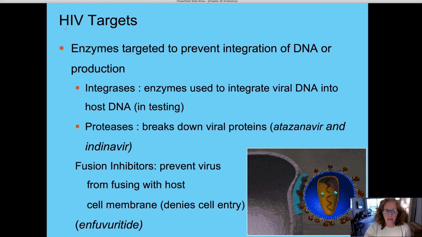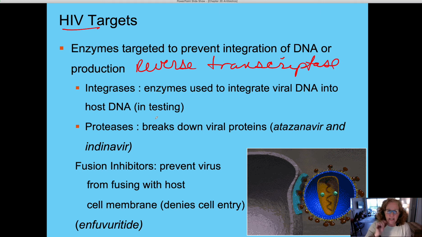Enzymes are targeted, again. The most common HIV targeted enzymes are going to be reverse transcriptase, which was on the previous slide, but I want to add it here. So reverse transcriptase gets targeted. The enzyme that's responsible for integrating the viral DNA that's been made by the reverse transcriptase is called integrase. And HIV integrase can also be disrupted. So here's the integrase. And then protease.